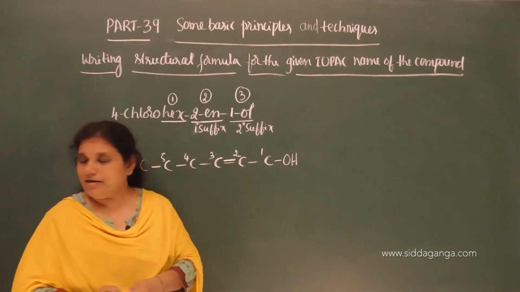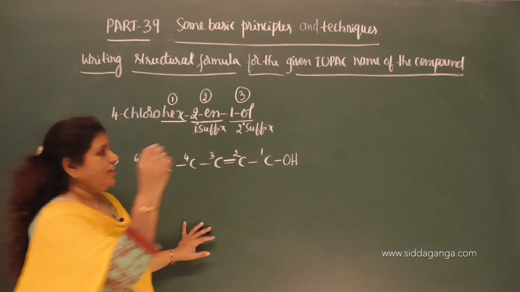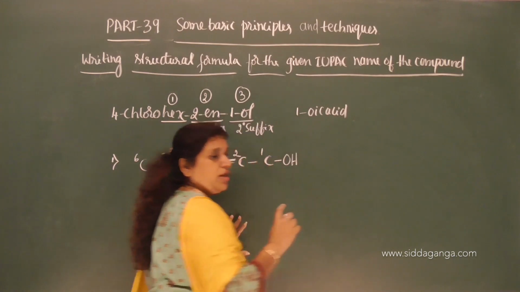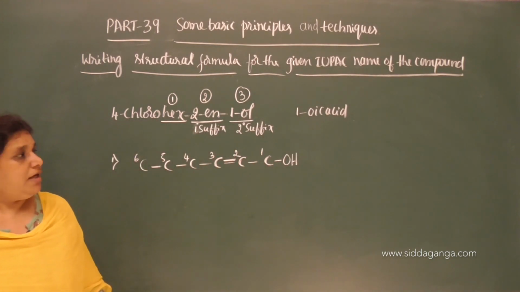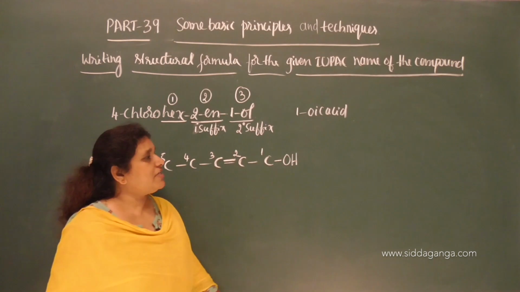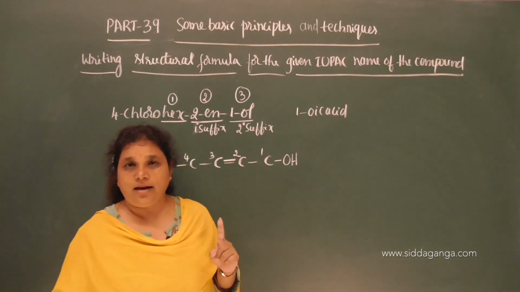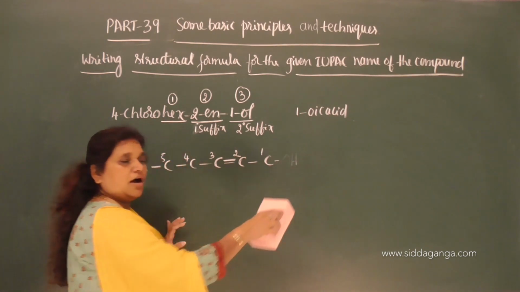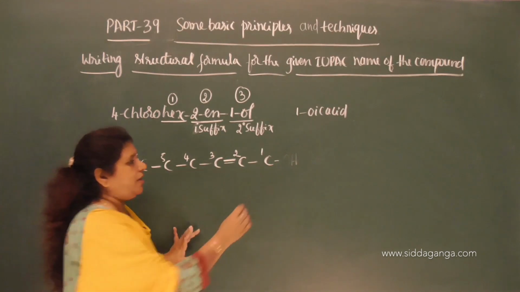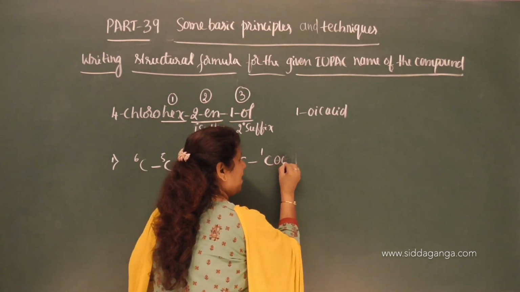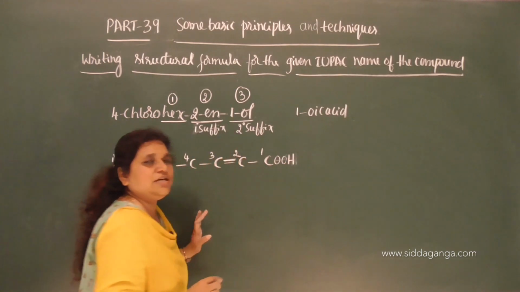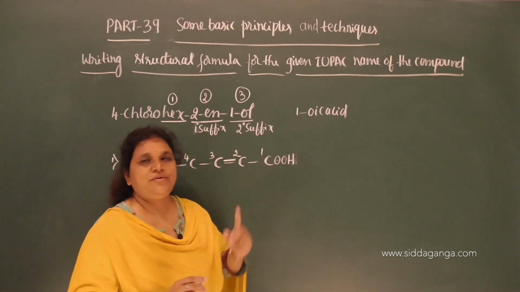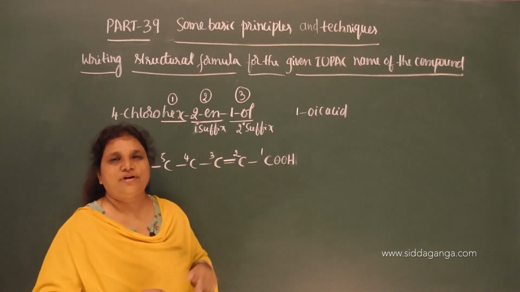Instead of one-ol, if it is one-oic acid, then the first carbon itself is a carbon containing functional group. We need to change this carbon as COOH, as oic acid is for the COOH group. We need to convert this carbon 1 as COOH. That itself is a functional group.